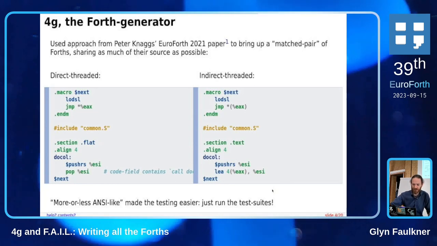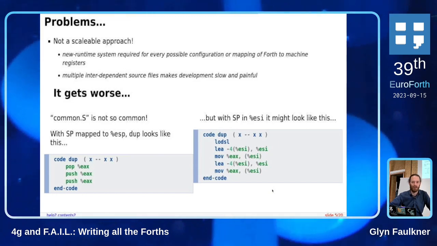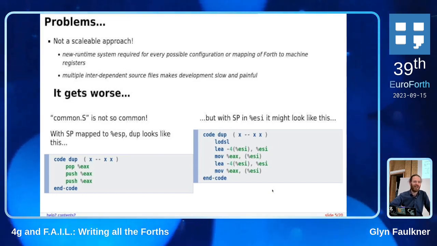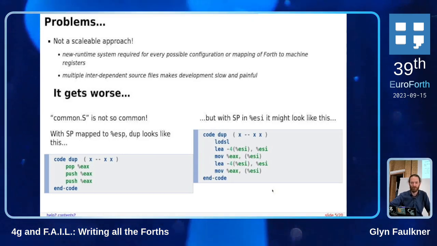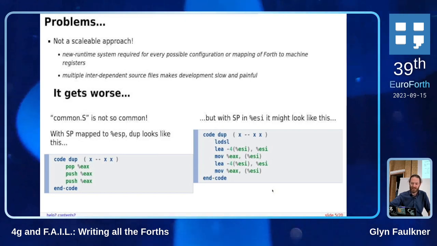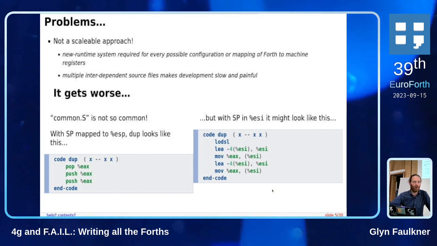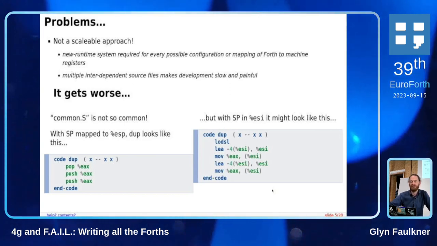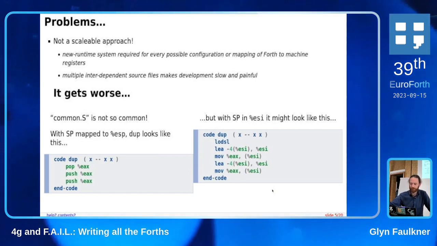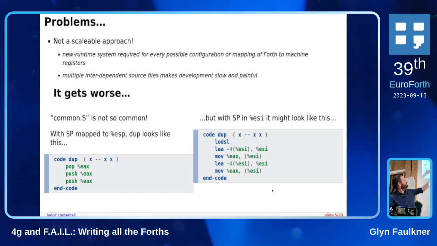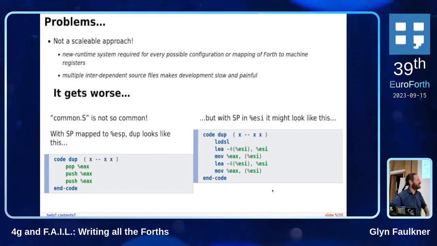And yeah, this was fun as far as it went, but I quickly realized that this was not in any way a scalable approach. If I wanted to change the register allocation, I needed to write a new runtime system. The thing I optimistically called common.s is only common as long as you're using the same register allocations between the direct threaded and the indirect threaded. Changing things, you're in a completely different direction.